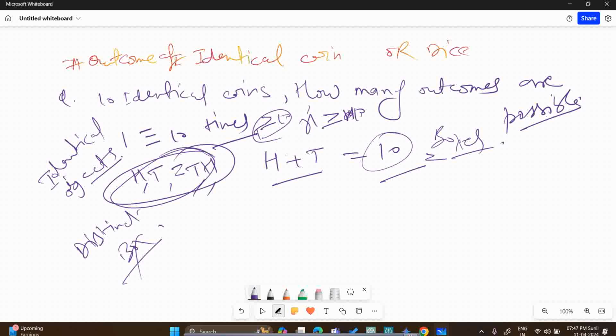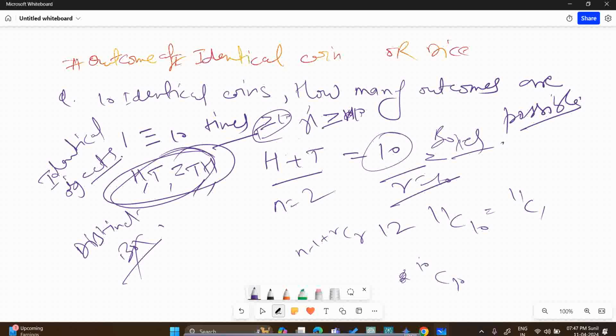So n here is 2 and r is 10. Right. So what we can do is 12, 11, C, 10. It will be 11 C 1. Is it like that? No. It is (n minus 1 plus r) C r. n is 2, so 11 C 10, which is 11 C 1. Right. So 11 is the answer.